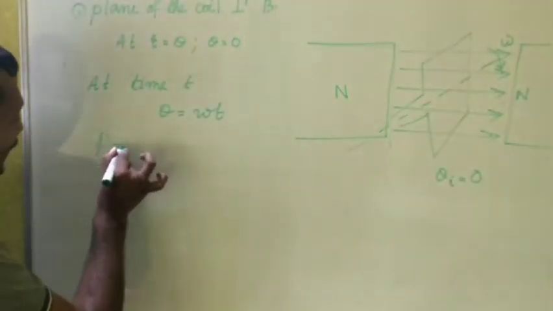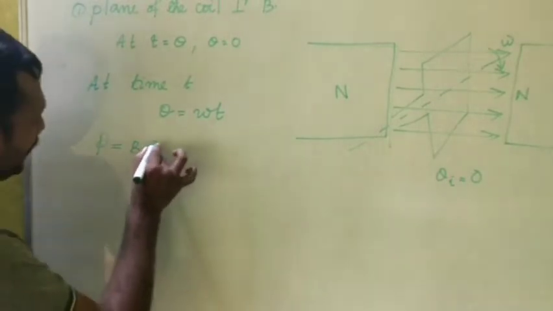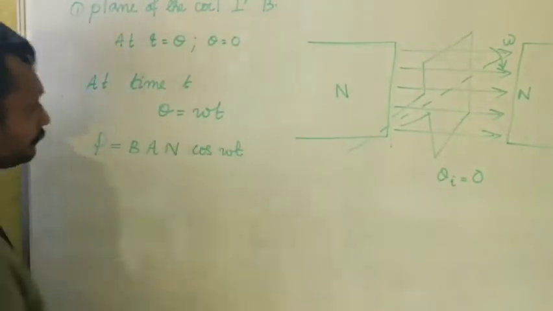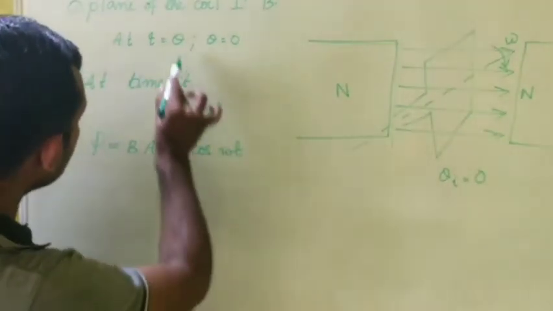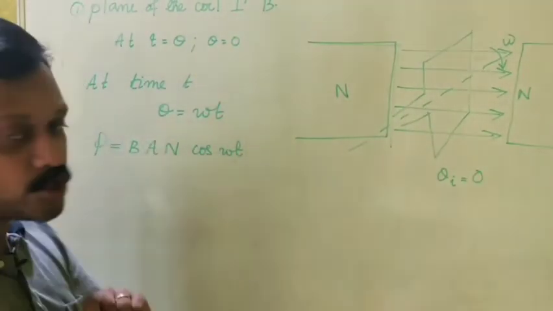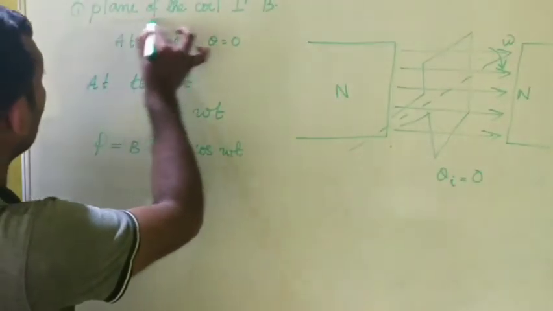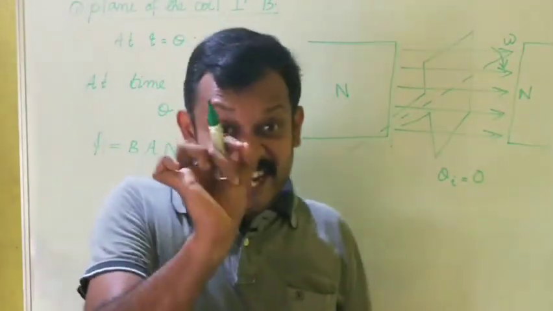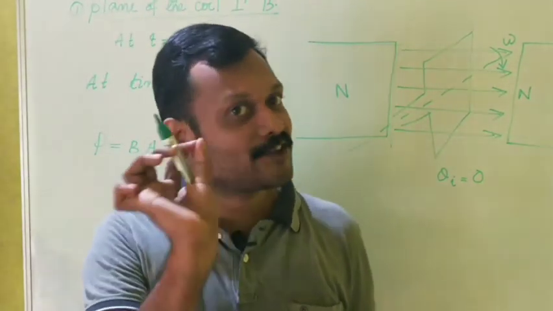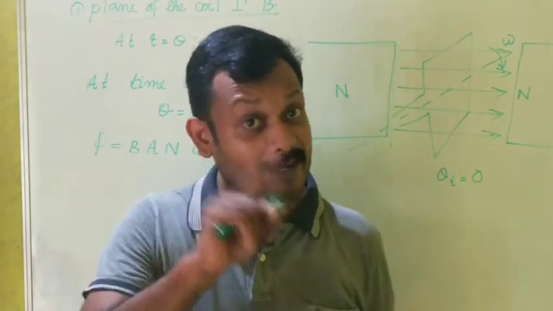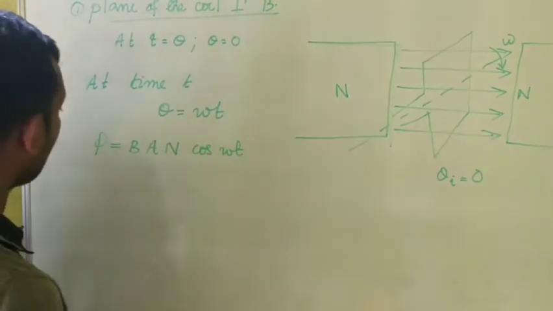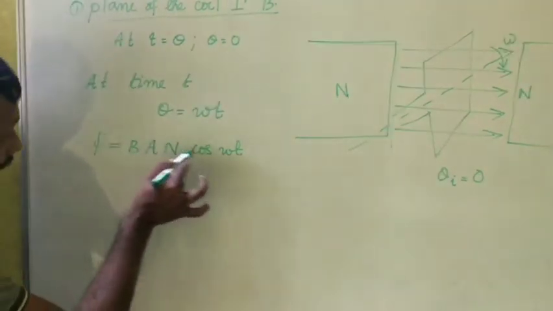So I can say the instantaneous flux phi is equal to BAN cos omega t. At t equal to 0, theta is equal to 0, so the initial flux is BAN. Initially the plane of the coil is perpendicular to the magnetic field. I am saying this time and again because you have to understand it clearly. So the flux phi is equal to BAN cos omega t.